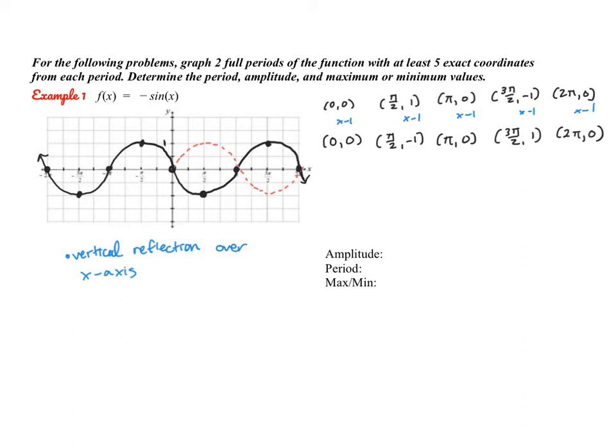So the amplitude of this graph, remember, is just the distance from the midline to a max or minimum. So it's still 1. That was not changed. The period didn't change. The period is still 2 pi units. And the maximum value is 1. And the minimum value is negative 1. So that was also unchanged. All that is different is that we had that vertical reflection.